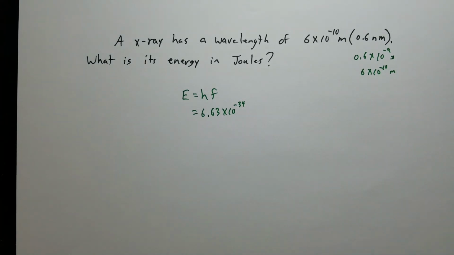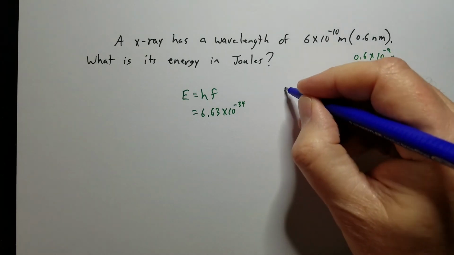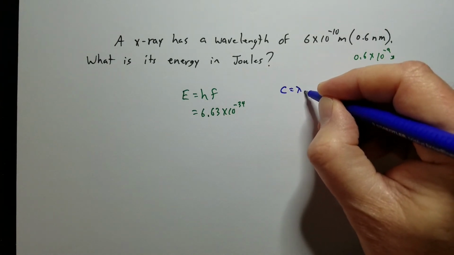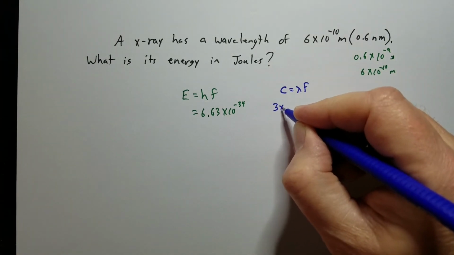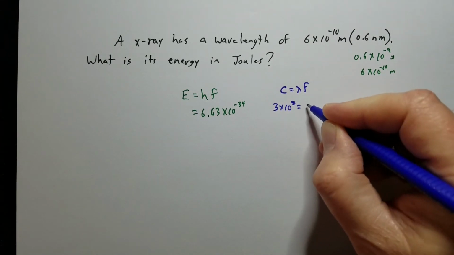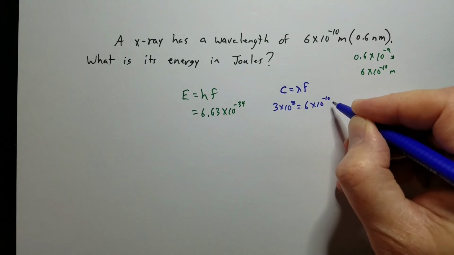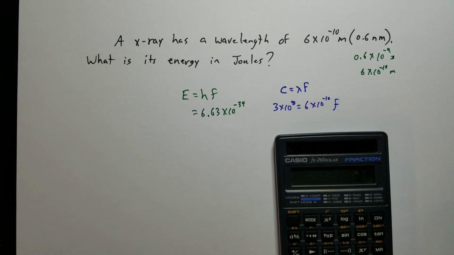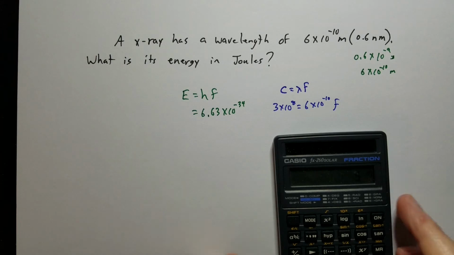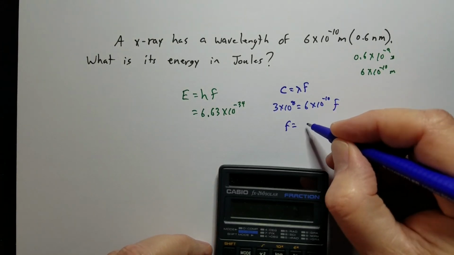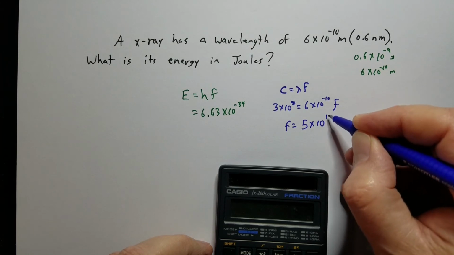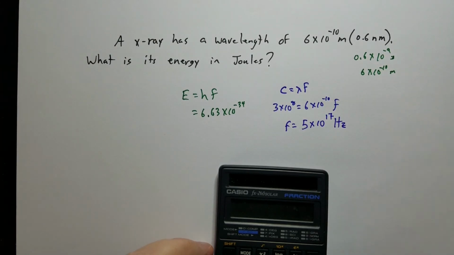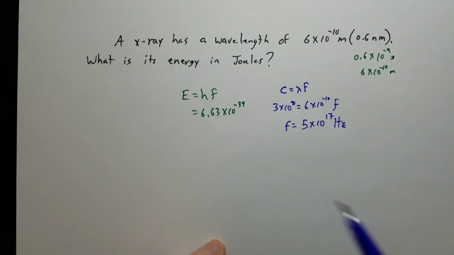I need to go back and actually figure out the frequency of this X-ray. Well, any electromagnetic wave travels at the speed of light. So we know that's 3 times 10 to the 8th. Wavelength, 6 times 10 to the minus 10. And we can find frequency. So 3 times 10 to the 8th divided by 6 times 10 to the negative 10. We get a frequency of 5 times 10 to the 17th hertz. Okay, now we know the frequency. So now we can do this.